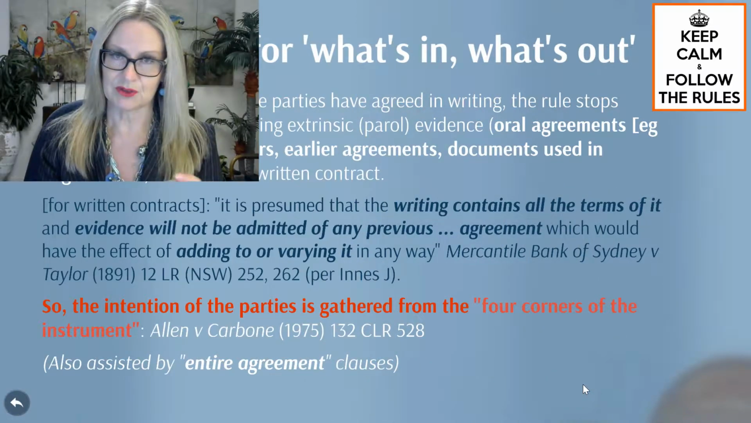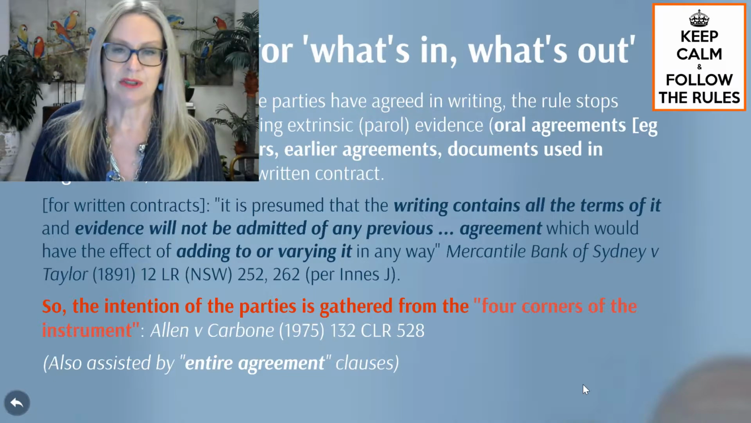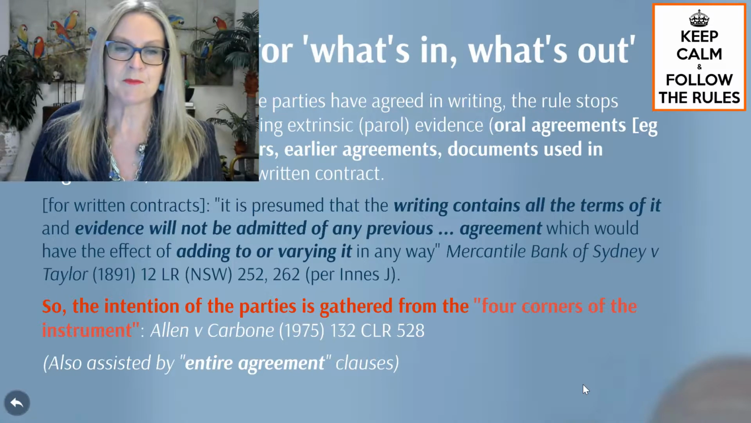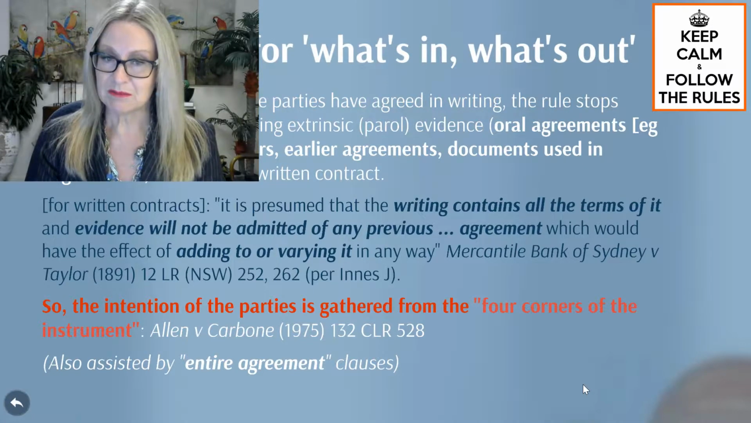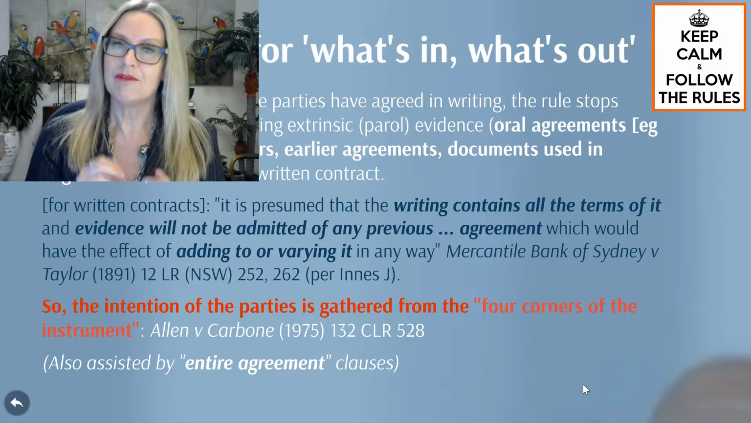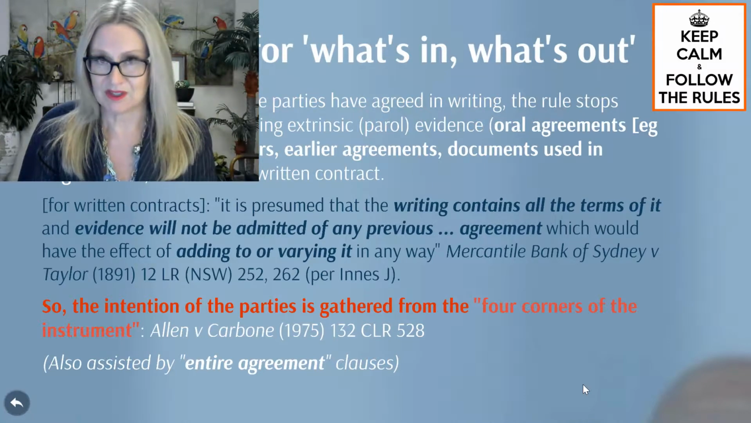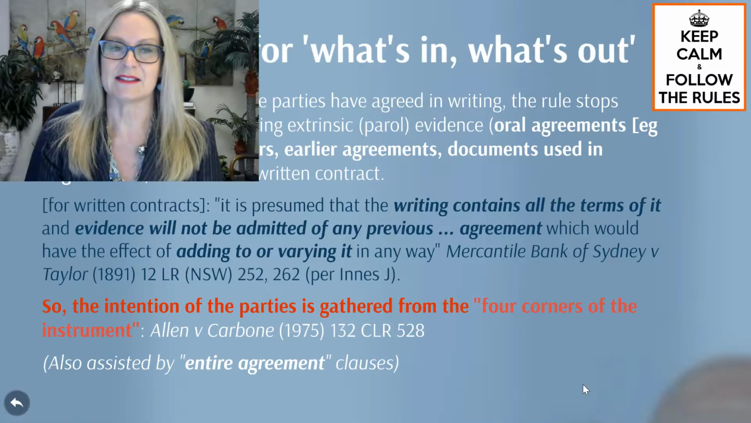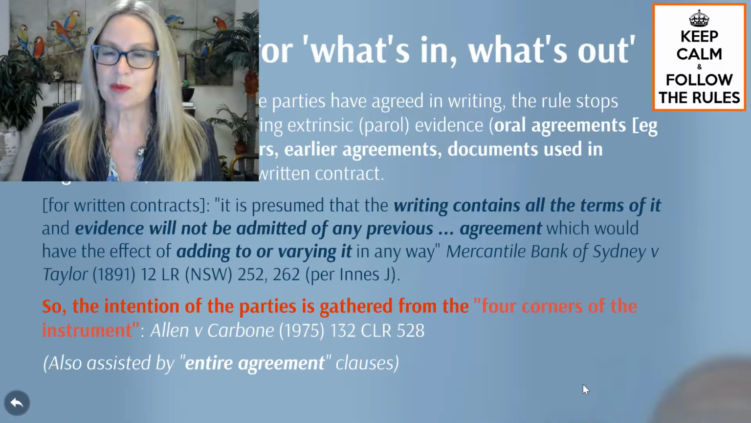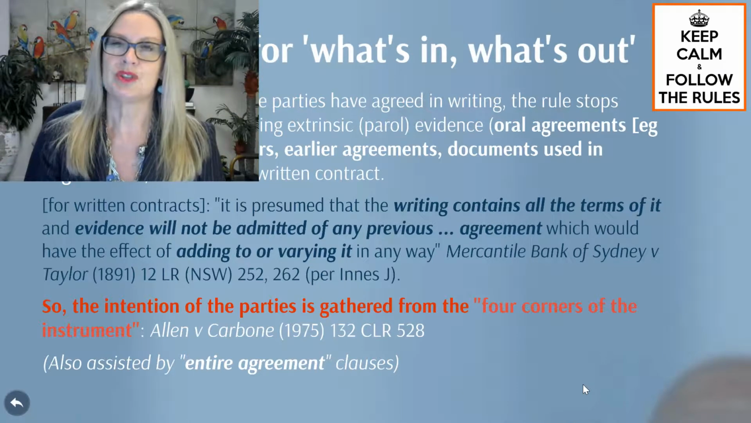So the parole evidence rule is for written contracts only. It applies only to wholly written contracts. It is presumed that the writing contains all the terms of the bargain between the parties, and therefore evidence is not going to be admitted of any previous agreement which would have the effect of adding to the written agreement or varying the written agreement in any way, and that was established by the Mercantile Bank of Sydney and Taylor case. So this rule is sometimes called the Four Corners Rule. The intention of the parties in relation to the bargain and the terms that are going to govern the bargain is gathered from the four corners of the instrument, the written instrument.